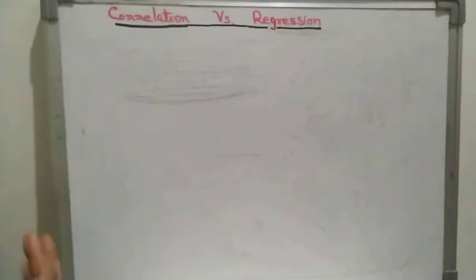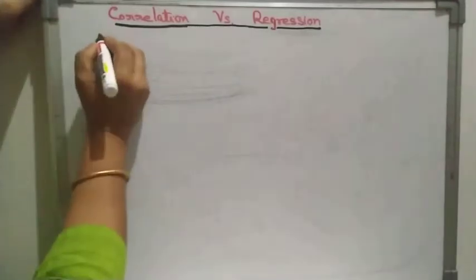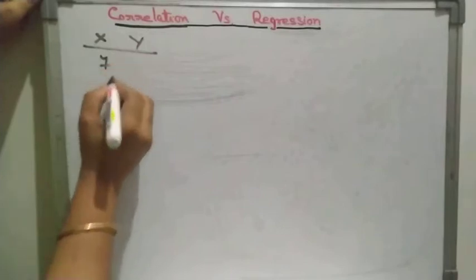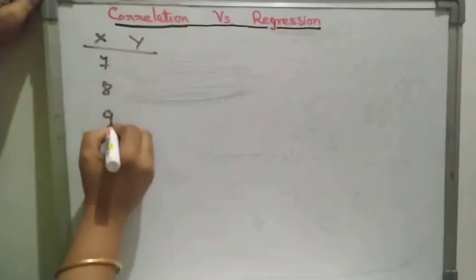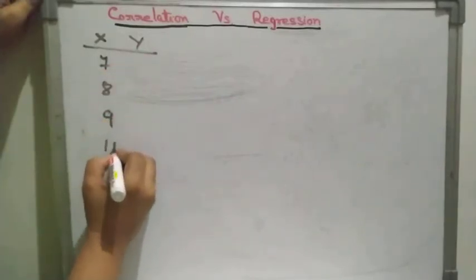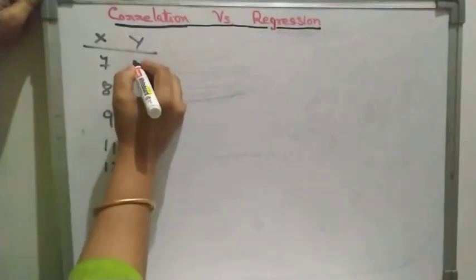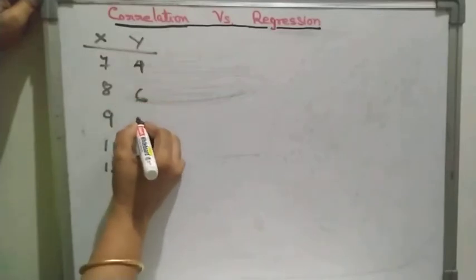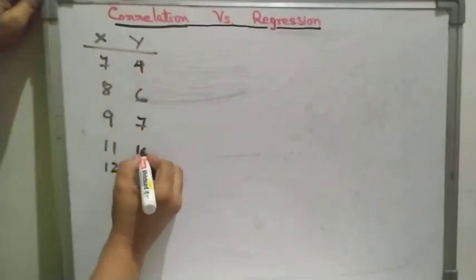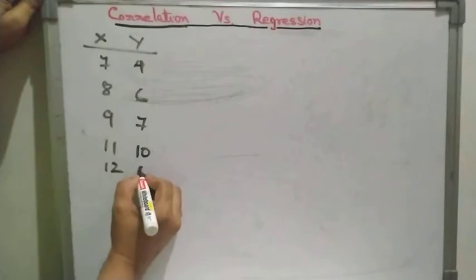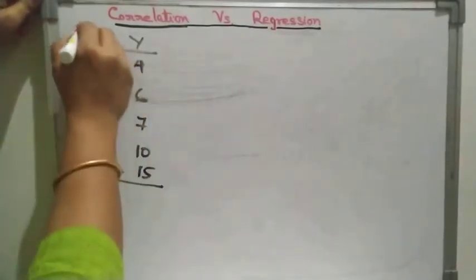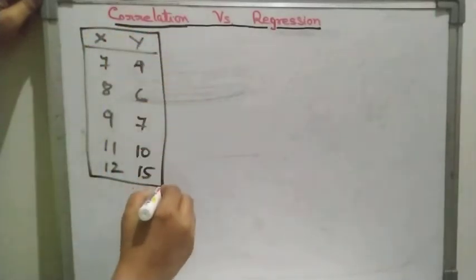If different values of x and y are given to you, a set of data of x and y, suppose x is 7, 8, 9, 11, 12, and suppose y is 4, 6, 7, 10, 15. Suppose these are the values given to you. So you know how to find correlation.